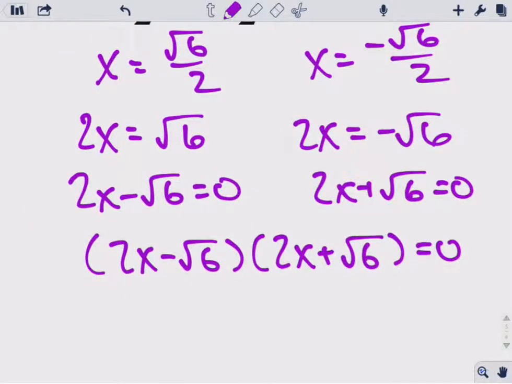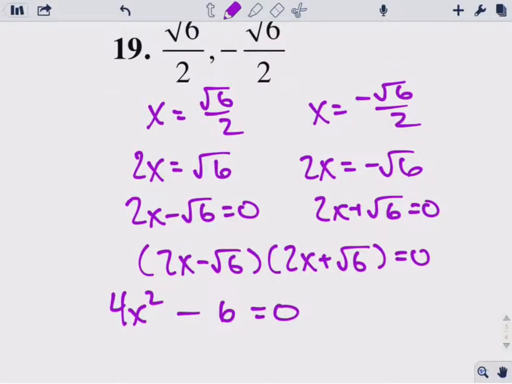And I FOIL. 2x times 2x is 4x squared. This is the difference of squares, so there is no outside term, and then I get square root of 6 times square root of 6 is 6. That equals 0, and you're done. Nice having difference of squares. It cuts out the outside and inside term.